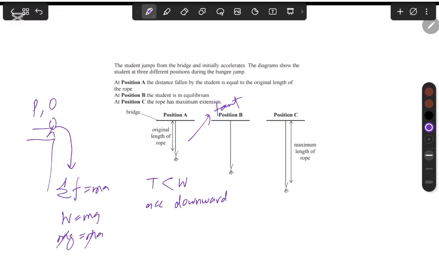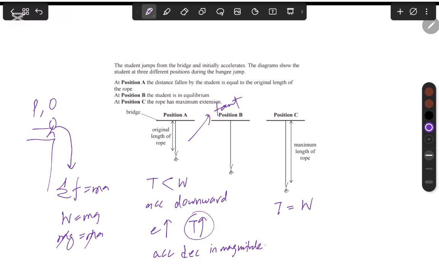Now, as the rope extends, as there's extension, the tension will increase in the rope. And then at position B, the tension will be equal to the weight. So as the tension is going up, the acceleration will be decreasing in magnitude. Okay, the acceleration will be decreasing.